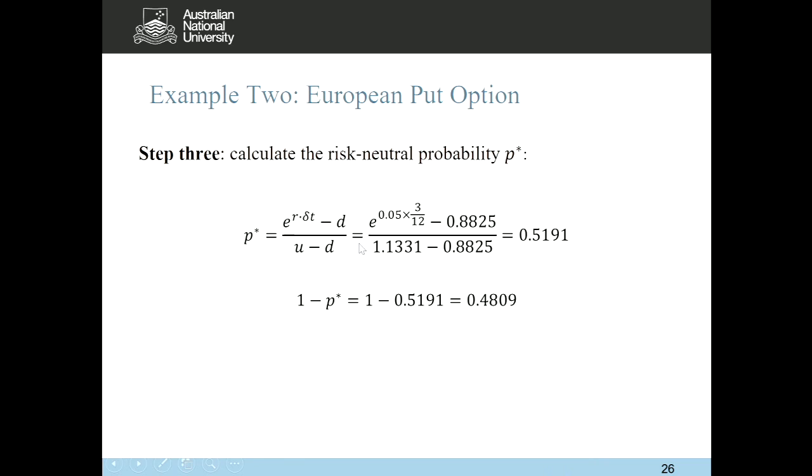So we know the risk-free rate is 5%, and each step, remember the delta t is the time horizon for each step, is 3 months, 3 over 12, then minus d divided by the difference between u and d. So we have the probability of the share price going up, 51.91. And 1 minus that is the probability for the share price to go down, 48.09% chance of going down.